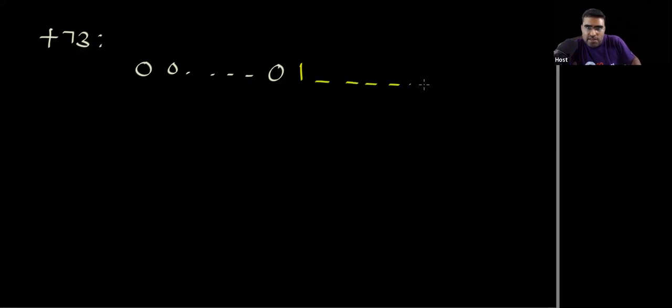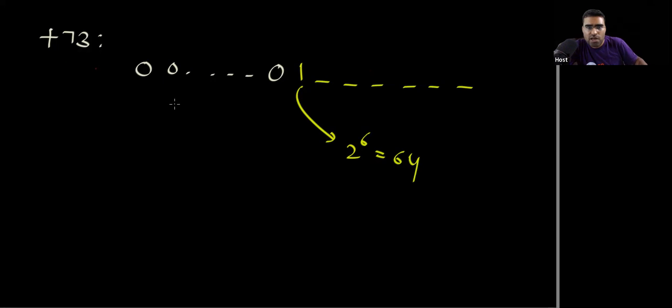See, plus 73 is actually like this. You will start with 0. There will be many zeros, and at some point you will put 1. Because you want 73, I need 7 bit positions; this will give me 2 power 6, that will give me 64, right?